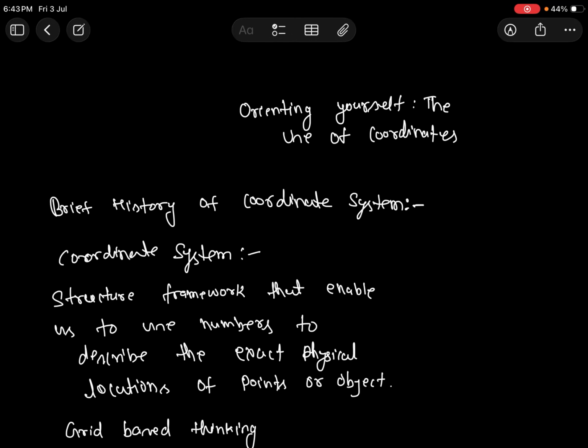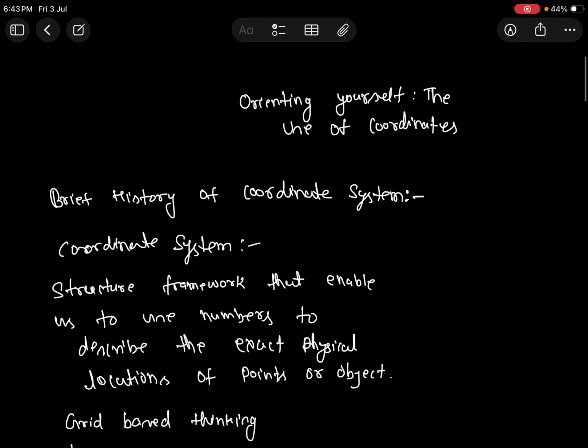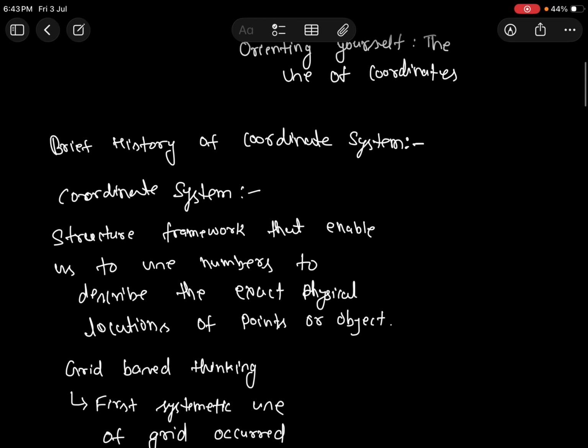So, hello everyone. Today we are going to discuss chapter 1 of your class 9th NCERT, Orienting Yourself, the use of coordinates. First, we are going to discuss the brief history of the coordinate system. First, understand what is the meaning of coordinate system.